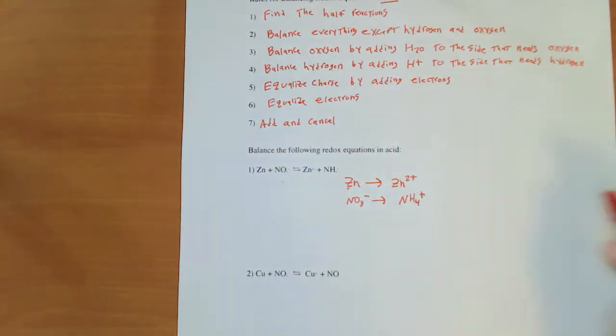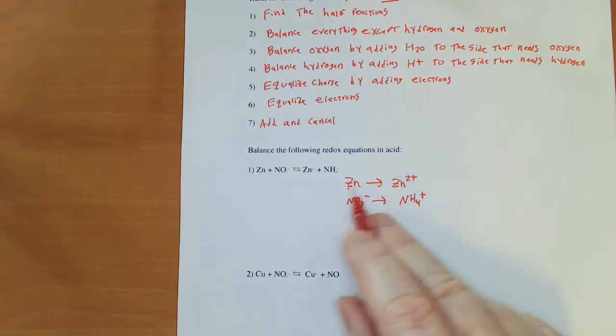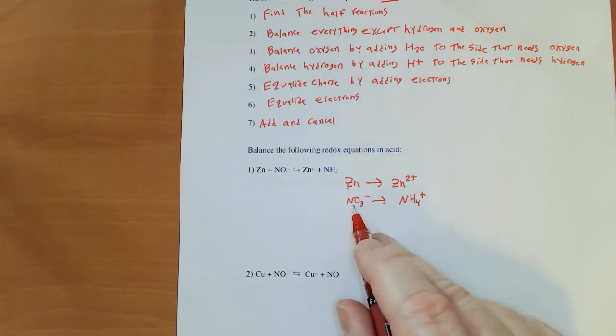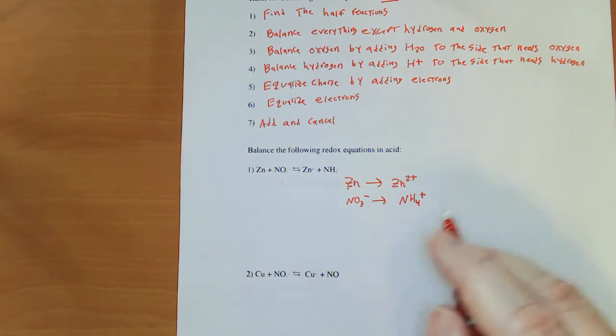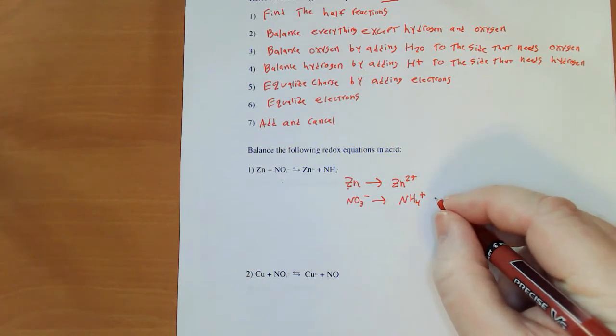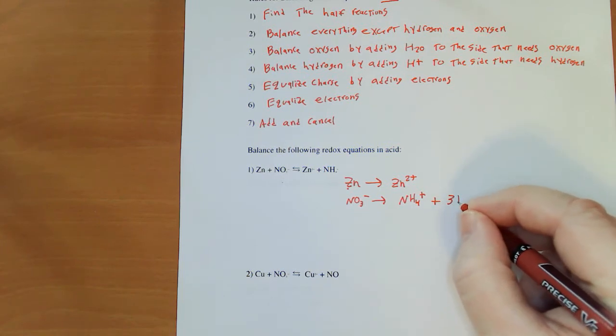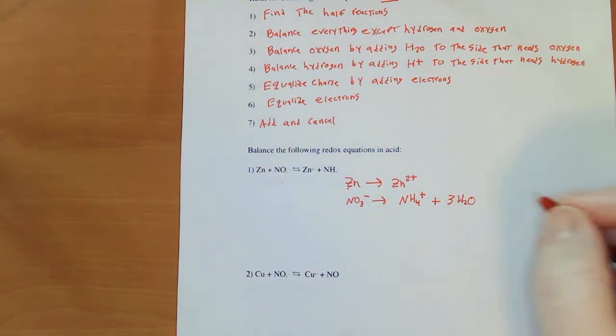Step 3, balance the oxygens. Well, there's no oxygens in the first one, so it's already done. However, in the second half reaction, I've got 3 oxygens on the left, and I don't have any oxygens on the right. So I'm going to add 3 waters. Okay.